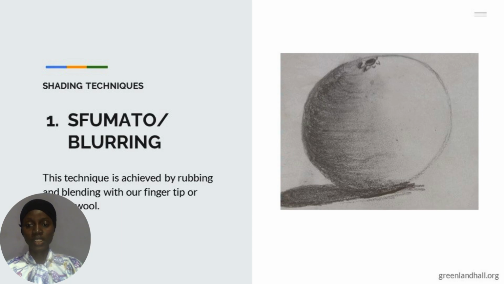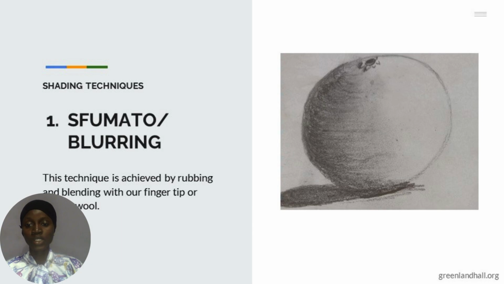We have different shading techniques and I'll be highlighting them in this class. Number one, we have sfumato or blurring. It is also called rubbing. This technique is achieved by rubbing or blending with our fingertips or cotton wool.